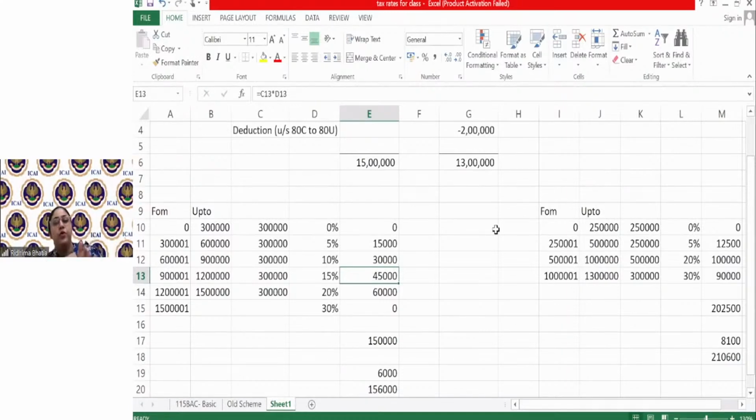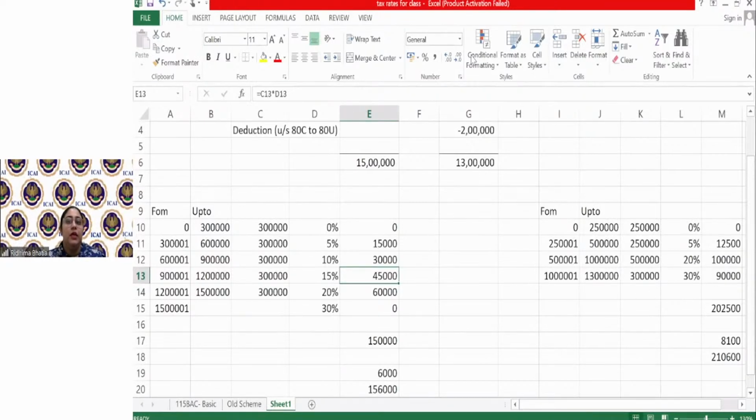So individuals, HUF, AOP, BOI के लिए tax rates are either as per the new scheme for every 3 lakh 5% and 15 lakhs above 30%, or as per the old scheme 2 lakh 50,000 nil, 2 lakh 50,000 above 5%, then next 5 lakhs 20%, and then 10 lakh above 30%.